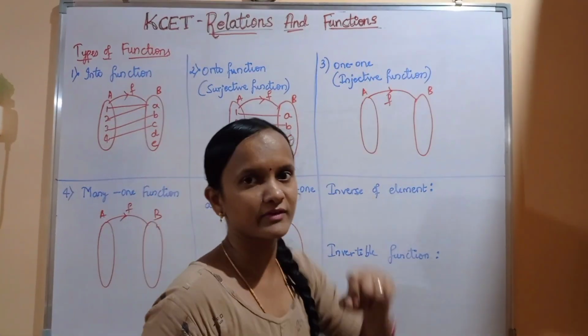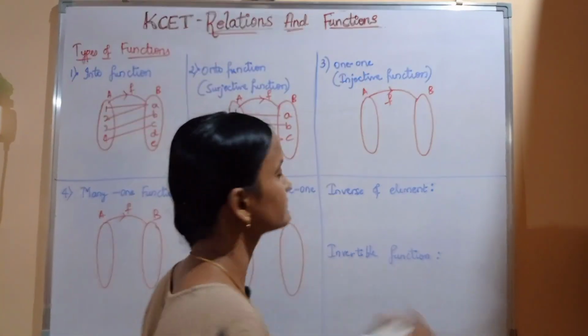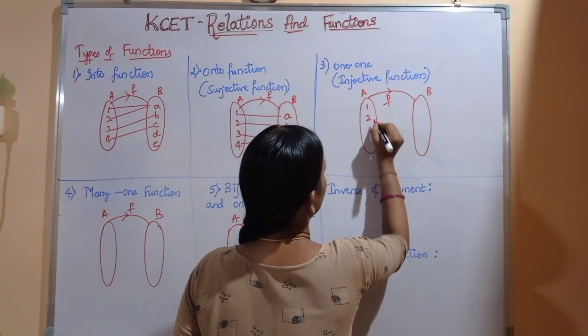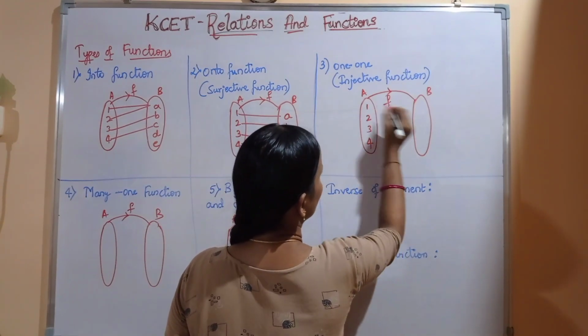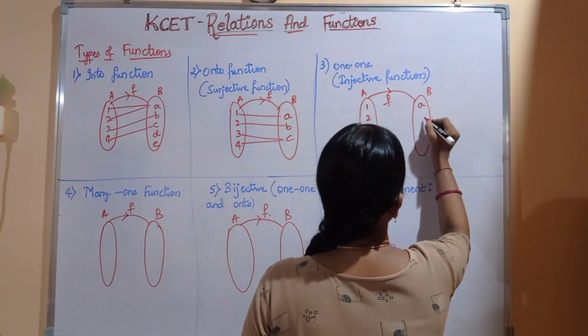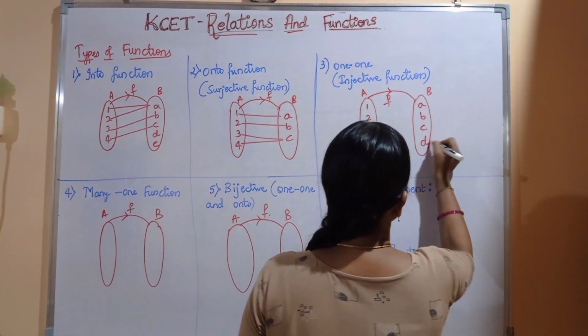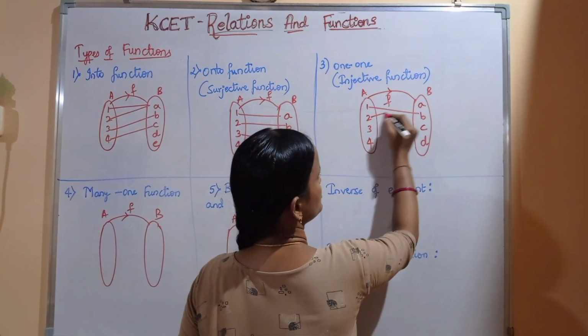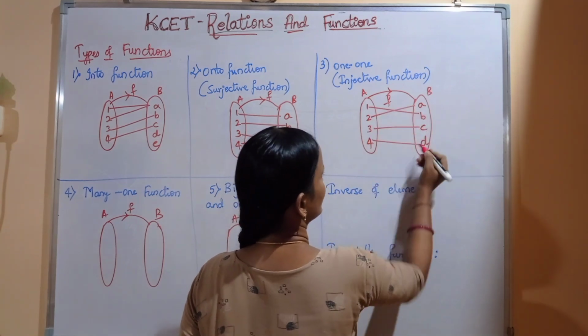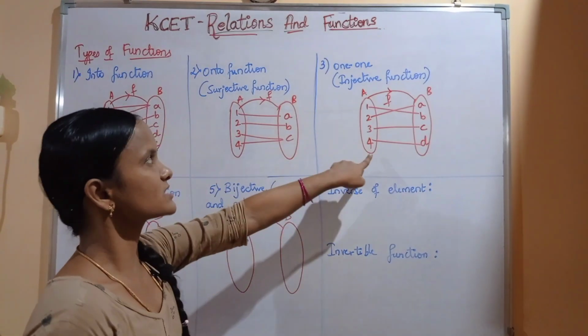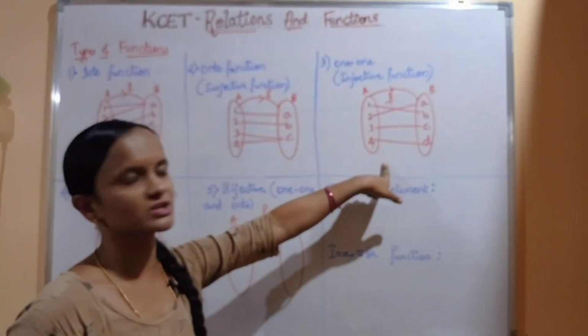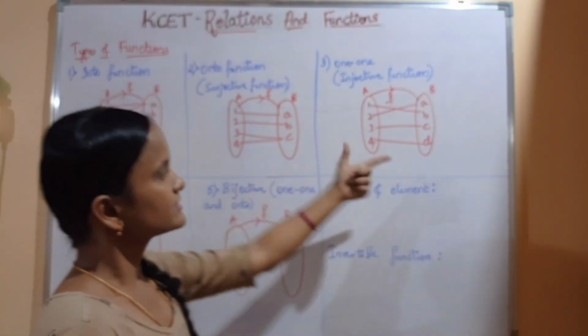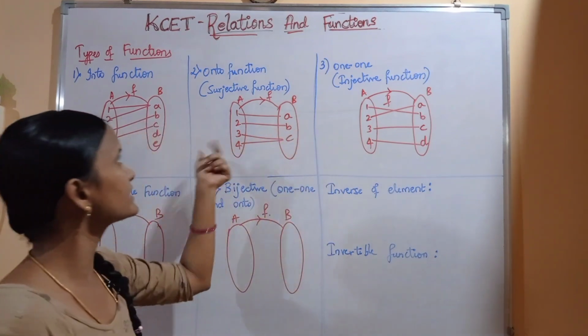Next comes the one-one function. The name itself says that every element is mapped to a single element. One element is mapped to one element. That is, if 1 is mapped to B, then 2 cannot map to B. It should be mapped singly like this. This type of function is known as one-one. This is the graphical representation of one-one and onto.